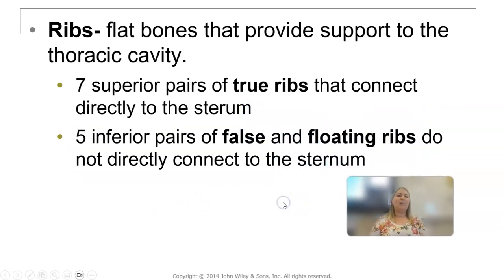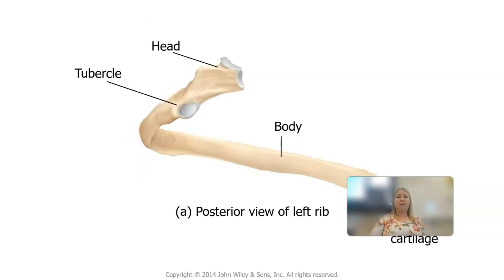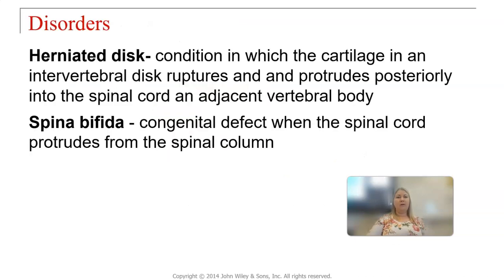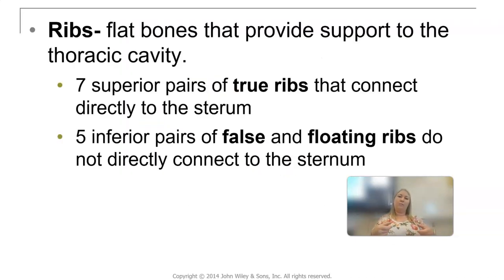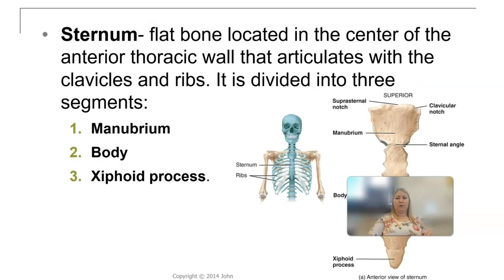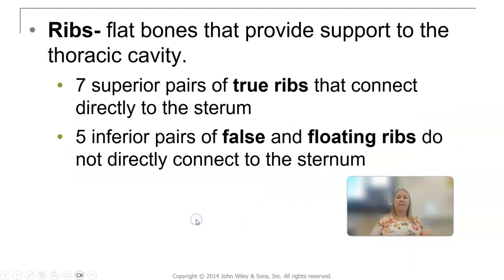So we've mentioned the ribs a couple of times. These are flat bones that provide support to the thoracic cavity and protect our lungs. We do classify our ribs according to how many connection points they have. The top 7 have connections on both the sternum and the vertebrae, so they are true ribs. The 5 inferior ribs either connect indirectly or don't connect at all to the sternum. So if we go back to our picture here, you can see how a couple of these are kind of floating at the bottom.